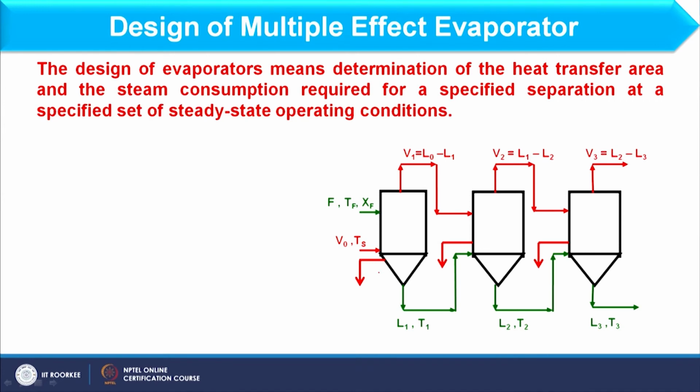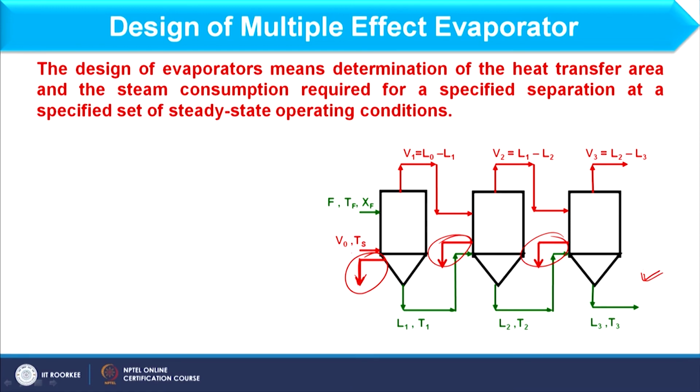And here we have another image, in which you can see we have also shown the condensate flow. Steam enters, supplies its latent heat to the effect, and then comes out as condensate. In this way you can understand the process.